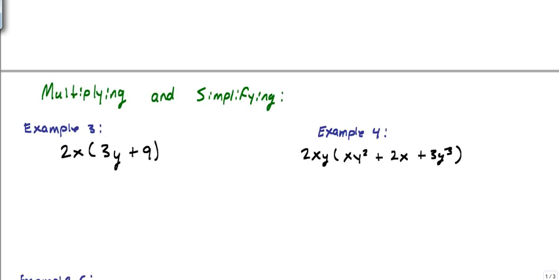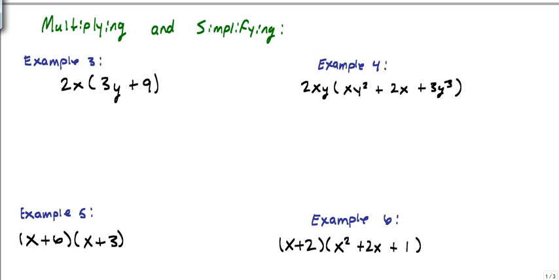Next, we're moving on to multiplying. And multiplying is a little bit different. We're still going to apply some of the properties that we've seen before, and that main property is the distributive property. So what that means is we're going to take this whole 2x here, and we're going to multiply it by the 3y and multiply it by the positive 9.